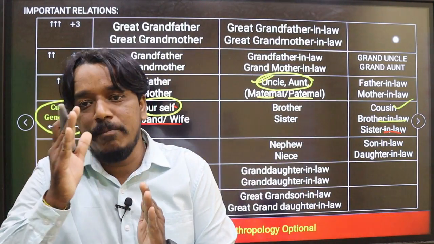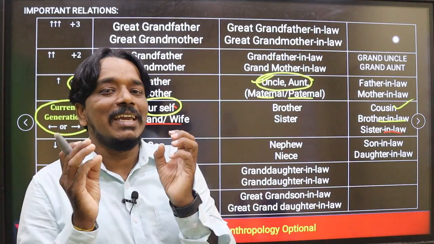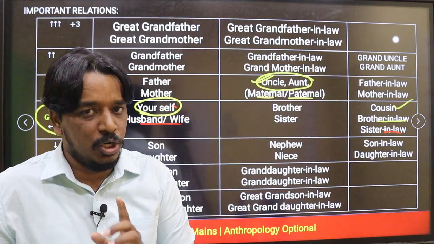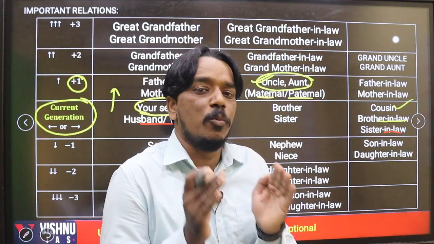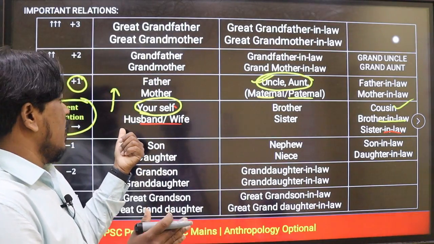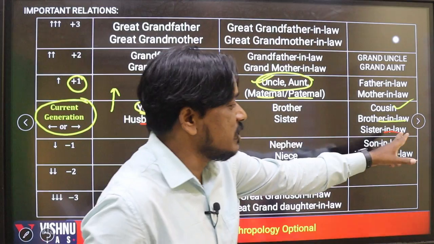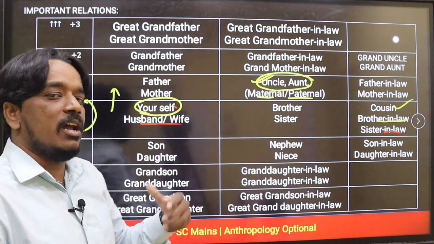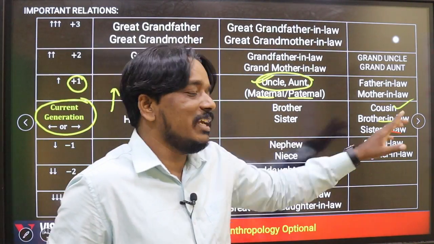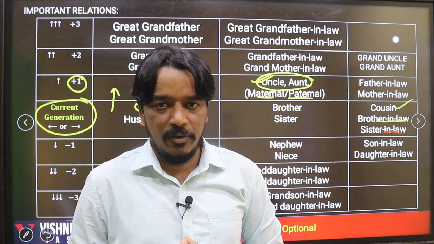Simple. After marriage only, you will get in-law relations. So brother-in-law means your husband's or your wife's brother is your brother-in-law. Similarly, sister-in-law means your husband's or your wife's sister is a sister-in-law. These points are very, very important.